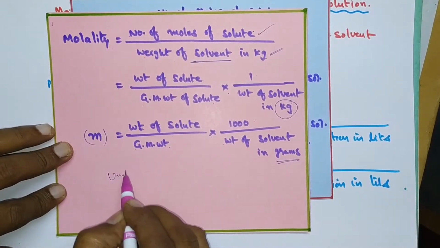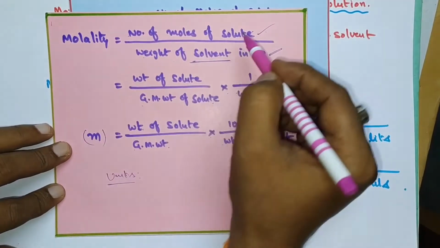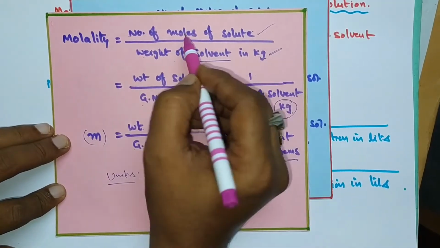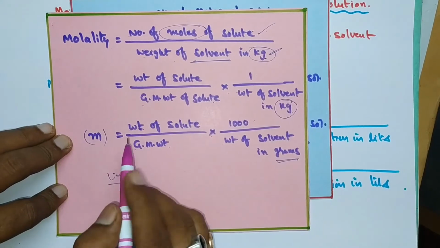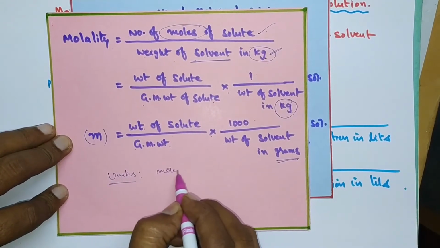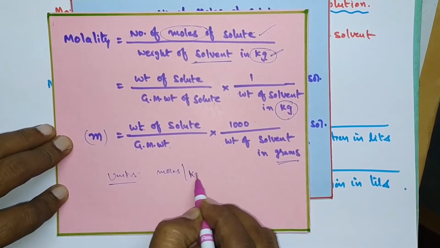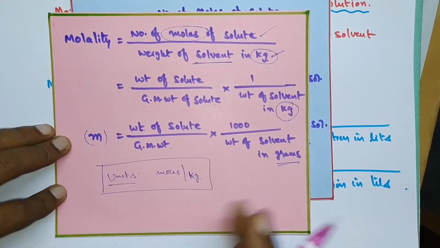Now the units of molality. Molality has units moles per kg. Here moles is present in the numerator and kg is present in the denominator. So we have to consider moles per kg. This will be the units of molality.